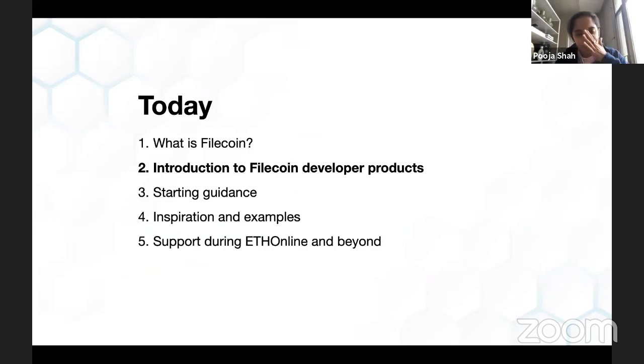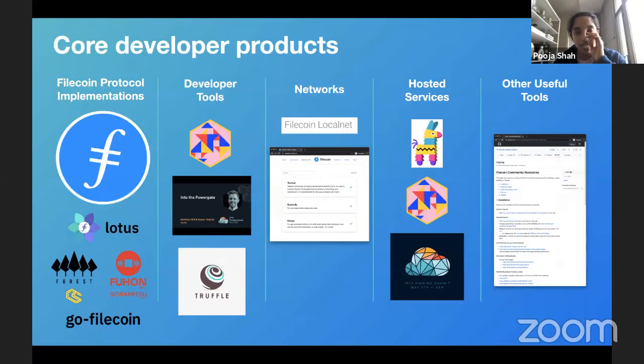Okay, so I'm realizing I'm a bit behind time, so I'm going to try to speed through this section. I wanted to give a brief overview of the types of developer products that exist for devs who want to use Filecoin. There are 5 main categories of developer products. There are the core protocol implementations, developer tools that are layers of abstraction on top of the core implementations, various different networks, a few different hosted services, and then this blanket category of other useful tools, which are good for you to be aware of.